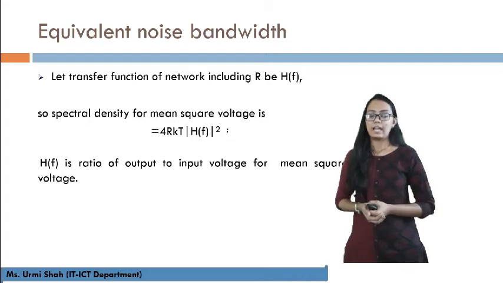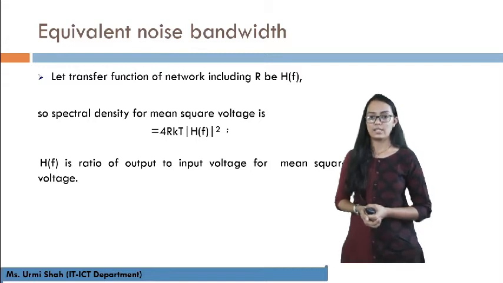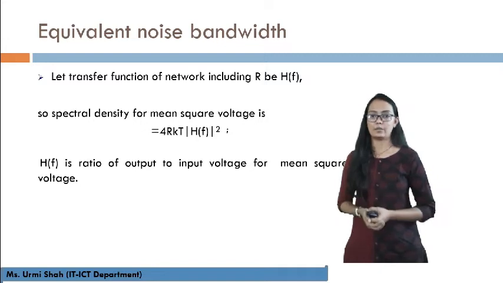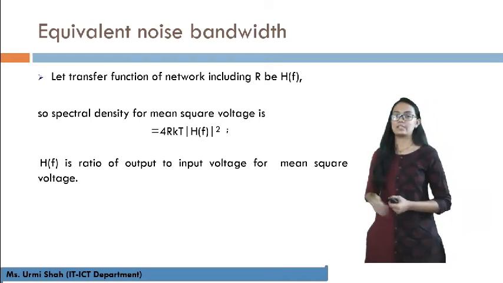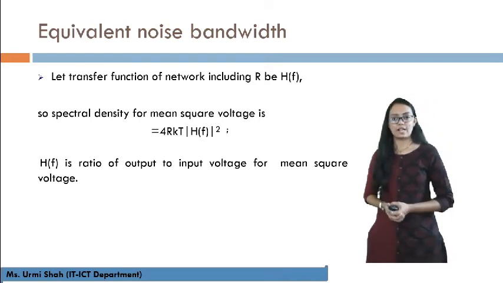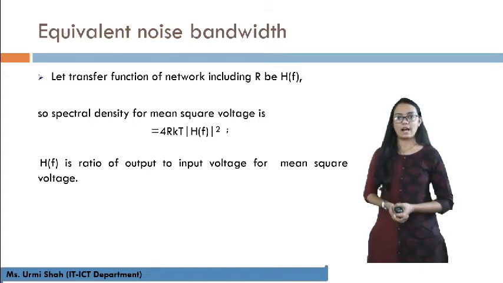Basically, any parameter if you want to define in terms of noise terminology, then we have to calculate its equivalent value. Now, what is this equivalent value? That we will see. If you have a transfer function for any communication network, let's take an example. H of f is the transfer function of a network which is having some resistance R.